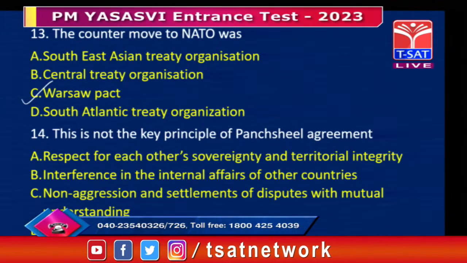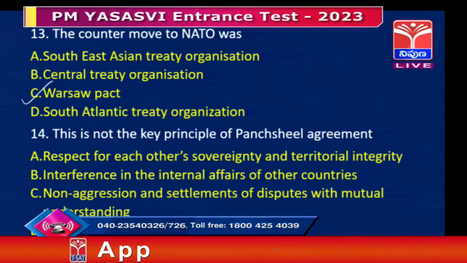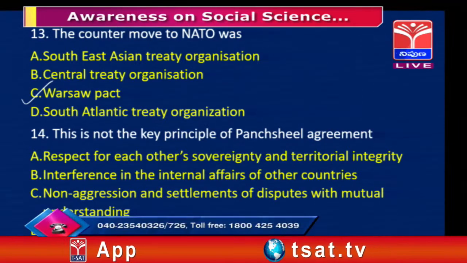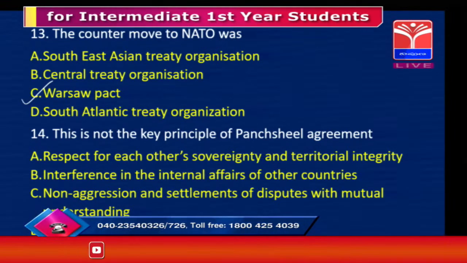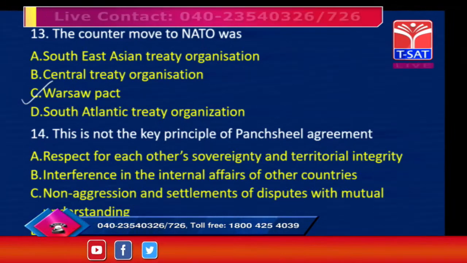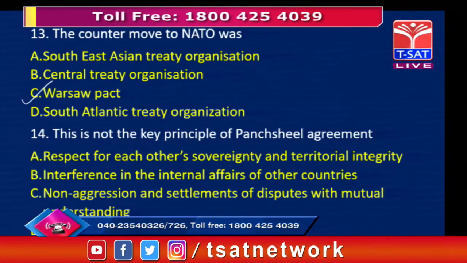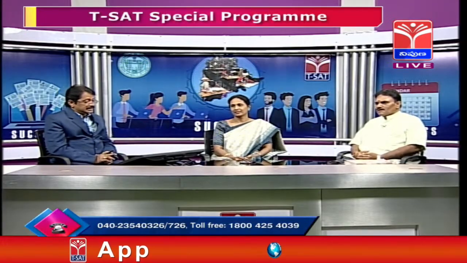Option C, non-aggression and settlement of disputes with mutual understanding. The last one, promoting peaceful coexistence. So four options are given here. What is the key principle of Panchashila agreement? If they know about the Panchashila agreement, they can easily identify it. Okay, Rajendra Kumar sir, which one?